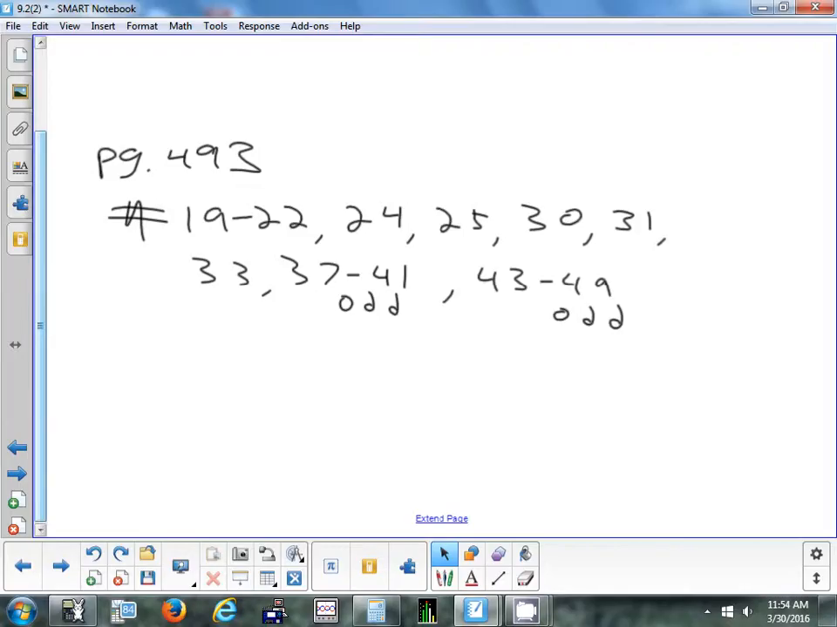All right, homework tonight is on page 493, and it skips around a little bit. So 19 to 22, and then 24, 25, 30, 31, 33, and then 37 to 41, just the odds, and 43 to 49, just the odds. Tomorrow we'll start section 9.4, which is on parabolas, all about a conic section. That will be our last section, and then we have our test on Friday.